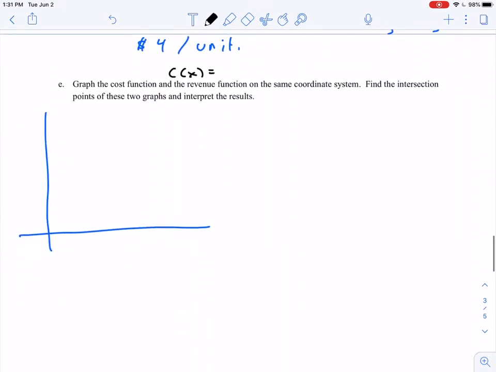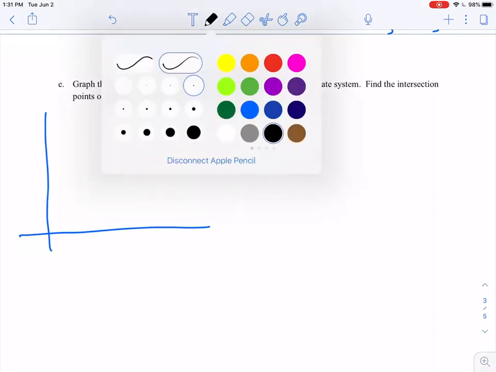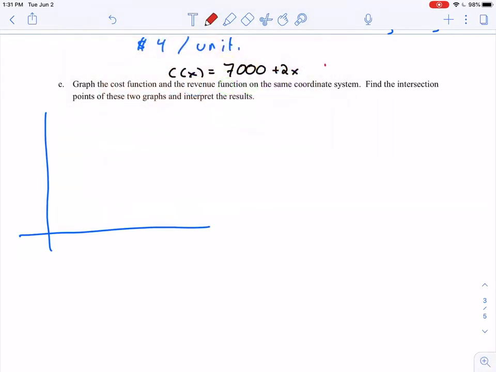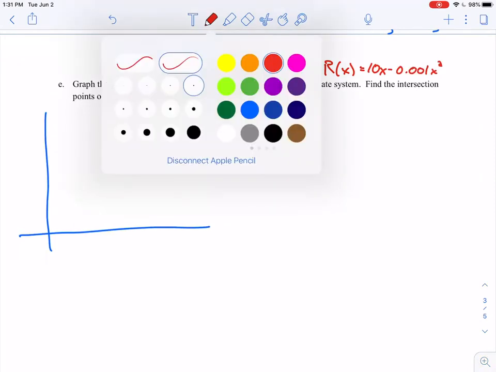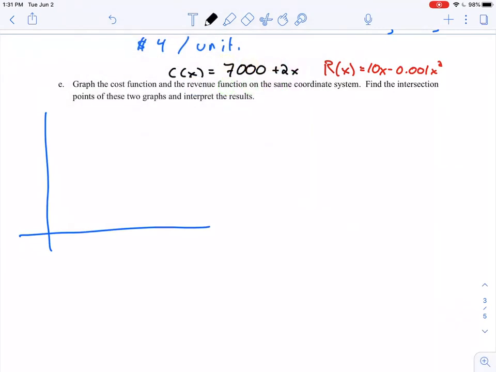So my cost function is 7,000 plus 2x, and then my revenue function, R of x, we said that was 10x minus 0.001x squared. So let's start with our cost function here.